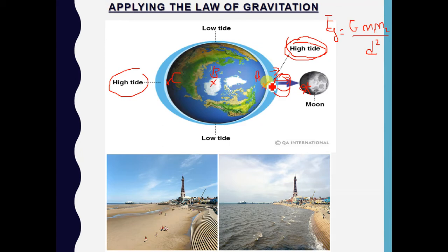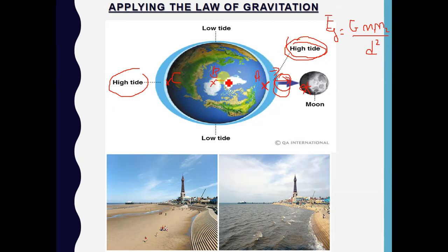Okay, so here this side of the Earth will be attracted more than the center, more than the other side. And what's attracted here exactly? The water. It's attracted because, girls, water gets affected more than rocks, more than the Earth itself. So we get high tide here.